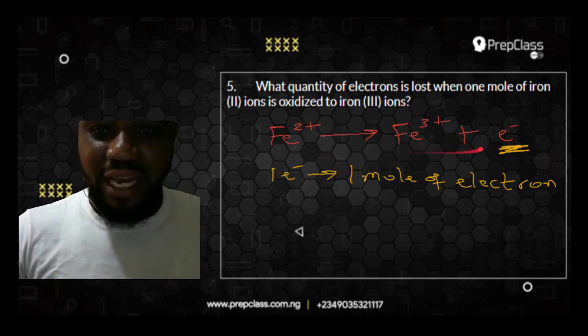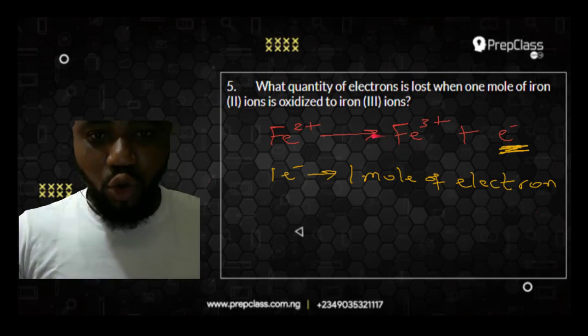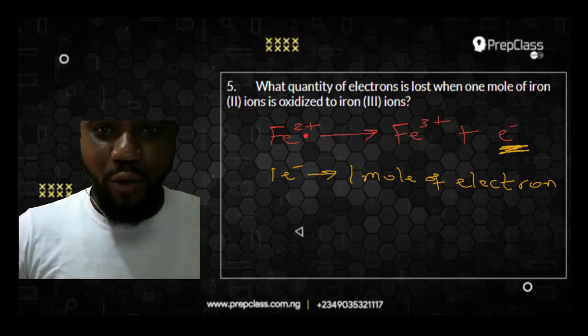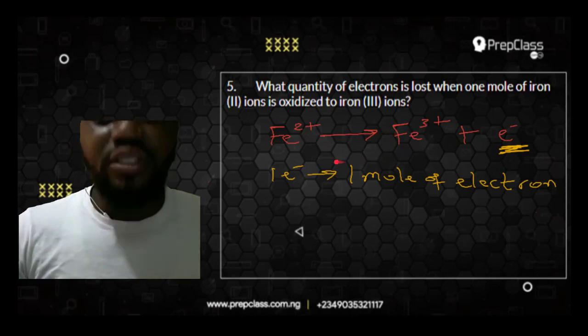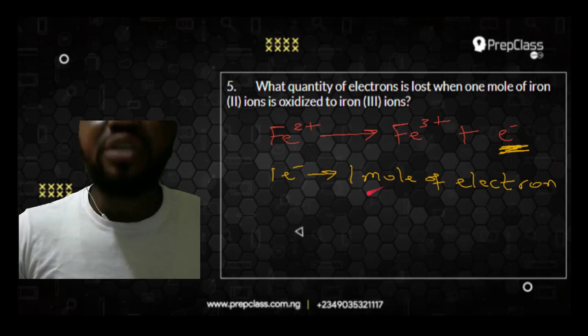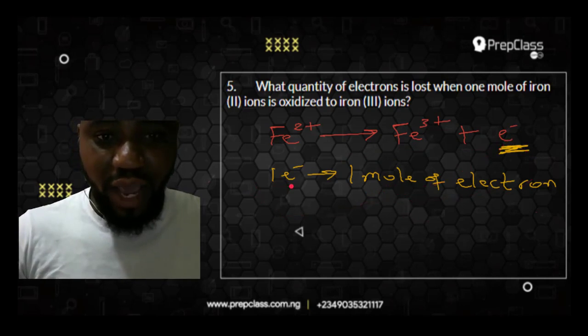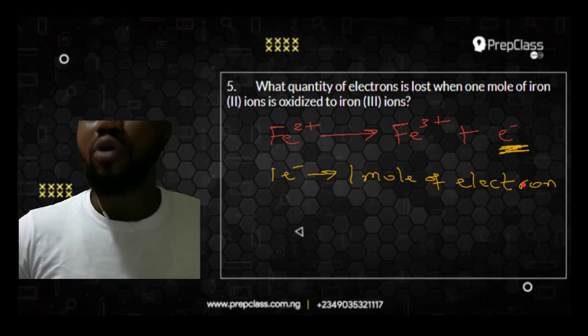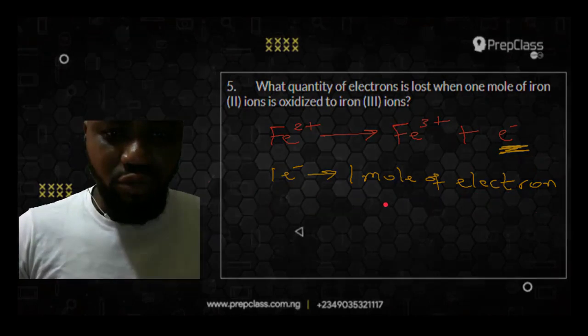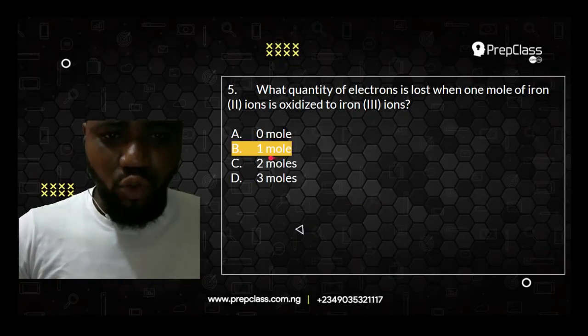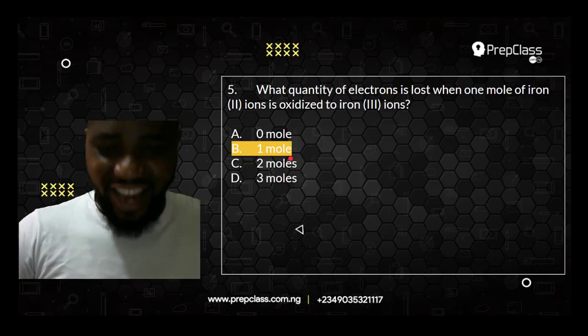Because it lost an electron, basically the electron will be donated to a non-metal or an anion. So its oxidation number will increase from +2 to +3. Because it lost 1 electron, it simply means it lost 1 mole of electrons. So the e here, 1 electron, represents 1 mole of electrons. Very simple. So the correct answer is 1 mole of electrons.